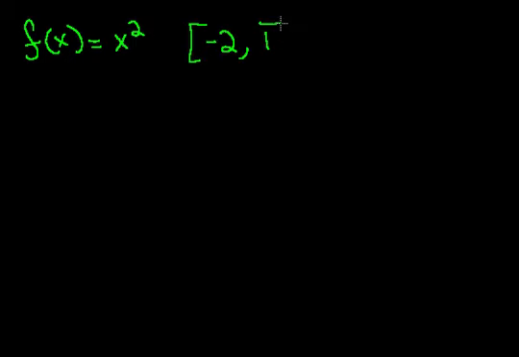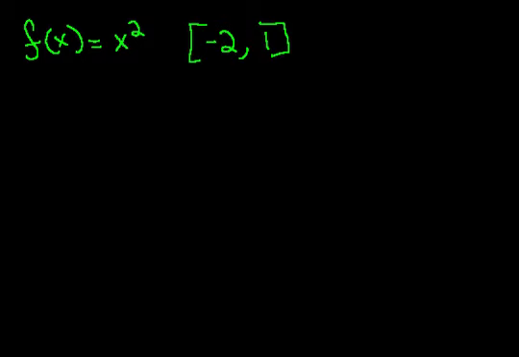Hello and welcome back. So now let's do a problem where we actually find the absolute maximum and absolute minimum of a function. So let's say we had the function, I'm going to call it f of x, equals x squared, and we were looking at this function on the interval from -2 to 1.